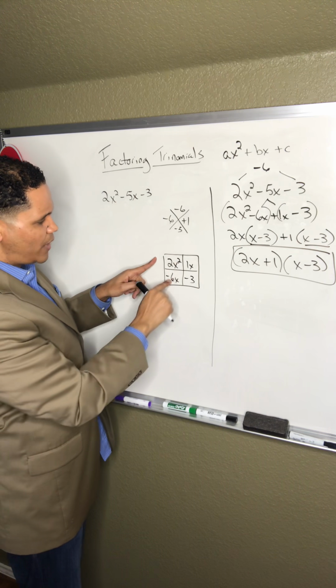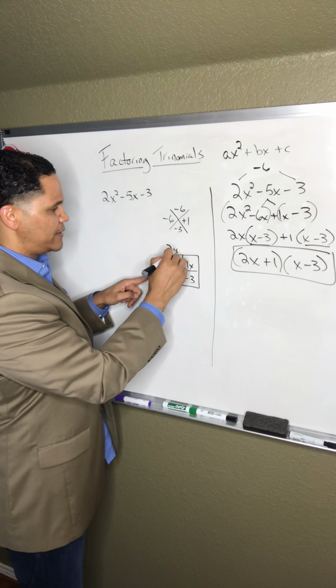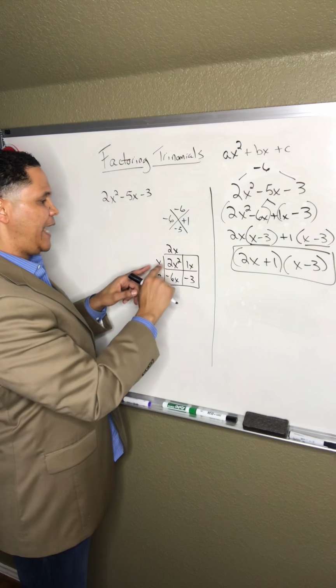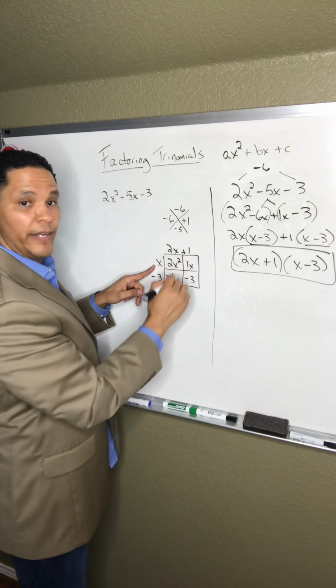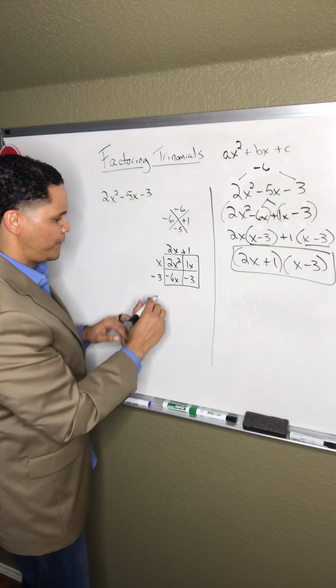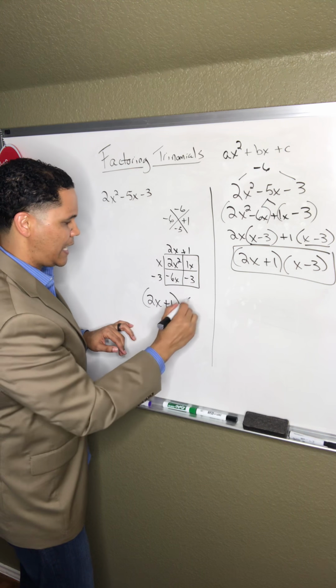So what does 2x squared and negative 6x have in common? 2x. And what does 2x squared and 1x both have in common? x. And is 2x times x 2x squared? Yes. What times 2x gives us negative 6x? Negative 3. And what times x gives us 1x? 1. And 1 times negative 3 gives us negative 3. So our box checks out. So these are our factors: 2x plus 1 times x minus 3.